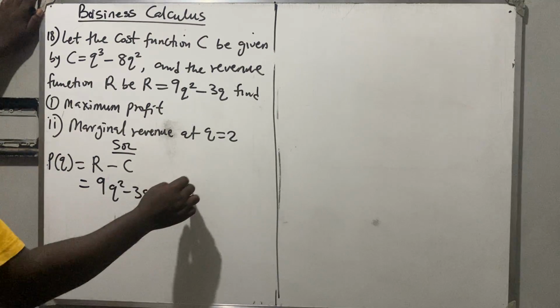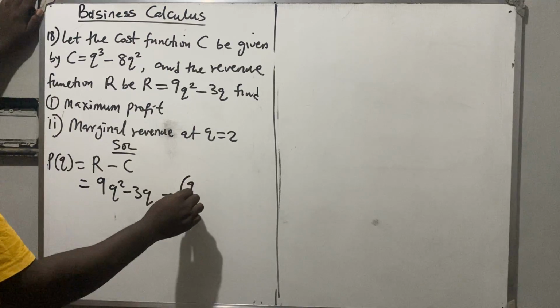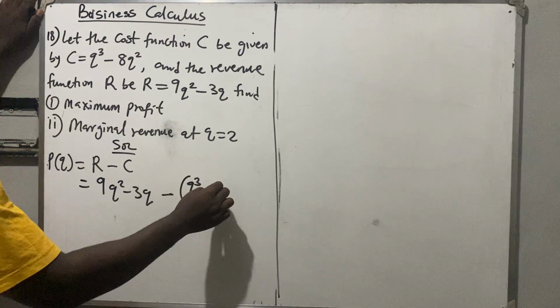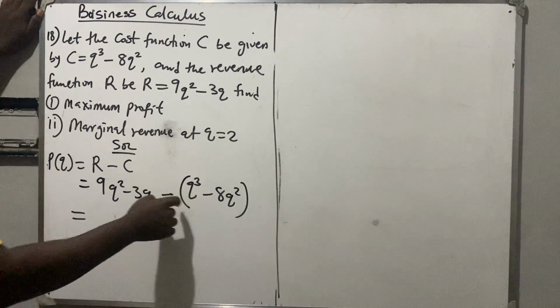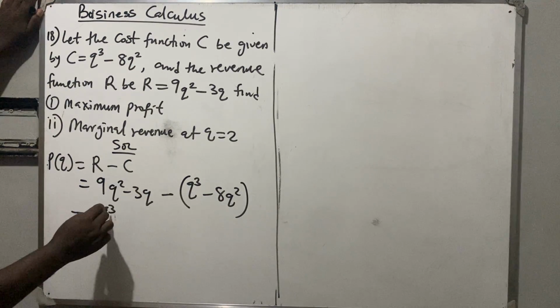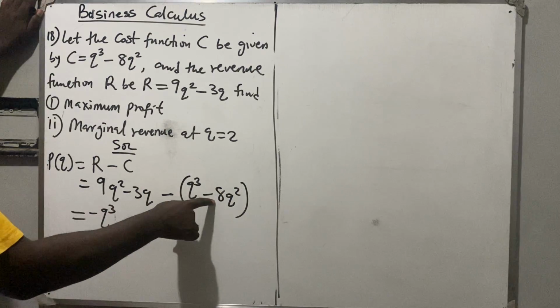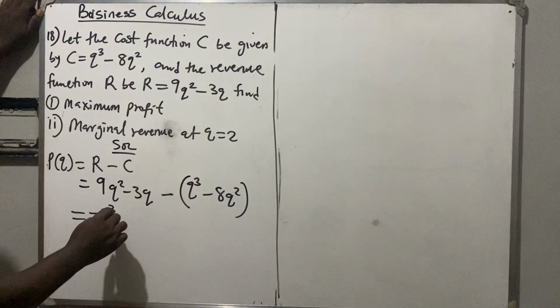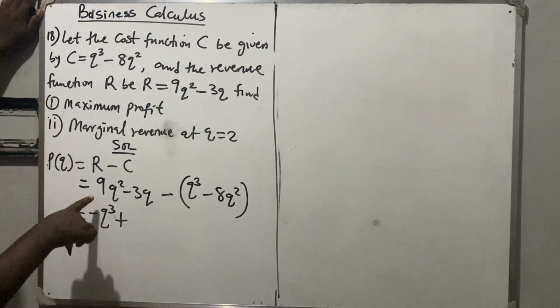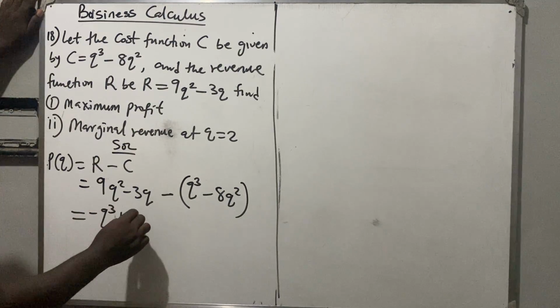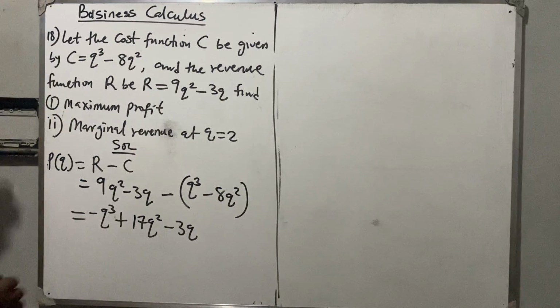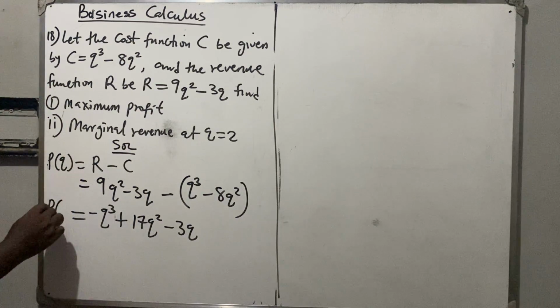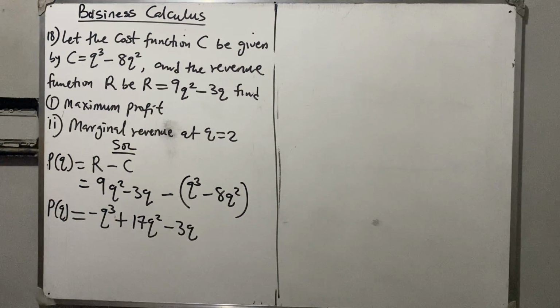Then minus, put this one in bracket, the cost is q cubed minus 8q squared. If you open the bracket, this times this gives you minus q cubed. This and this will give you plus 9 plus 8, which gives 17q squared, then minus 3q. So that is our profit function. We need the maximum profit.